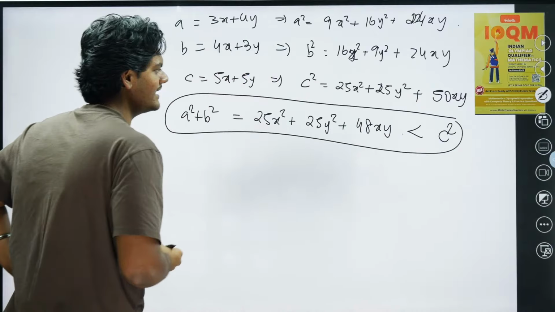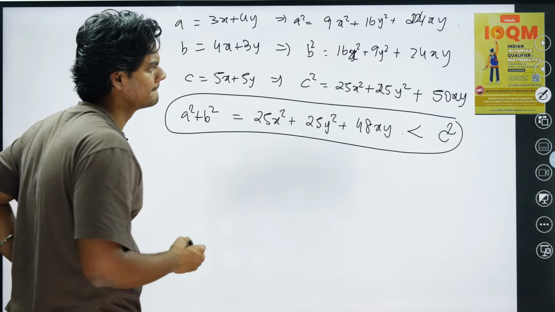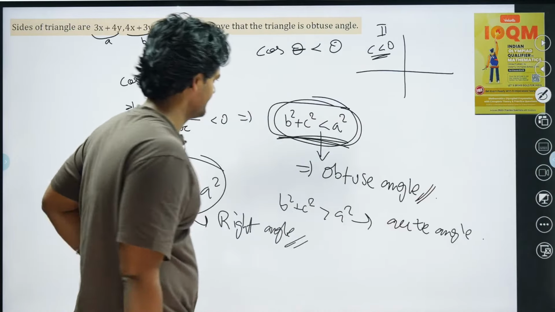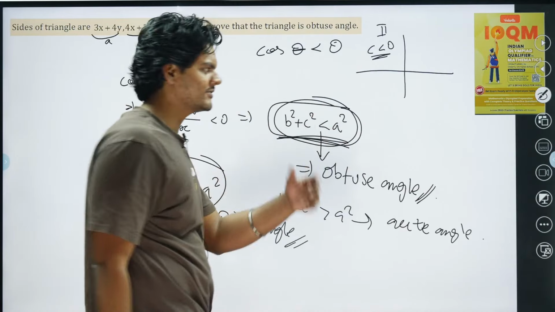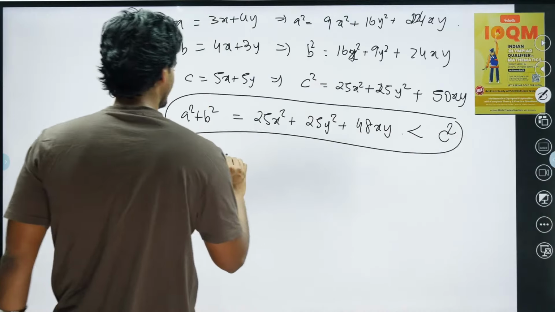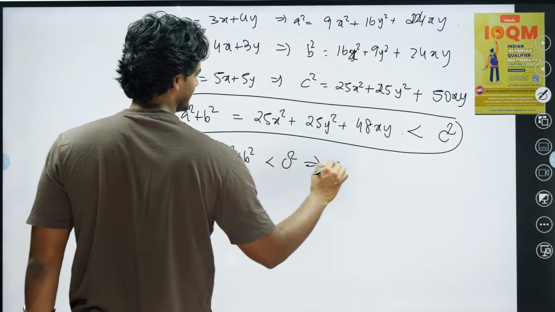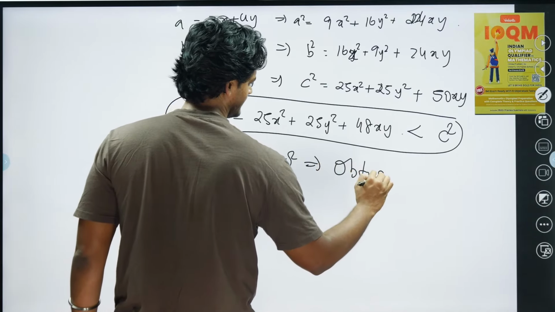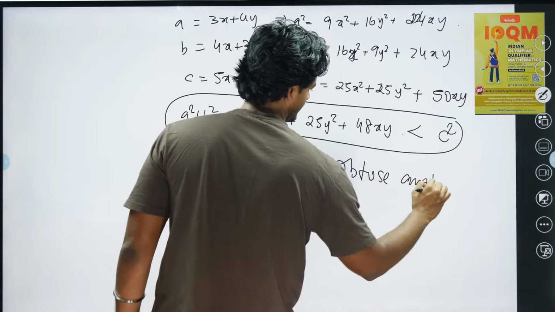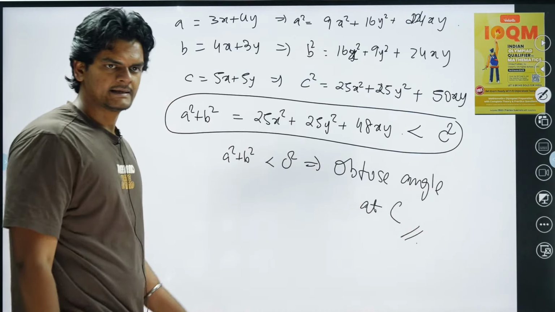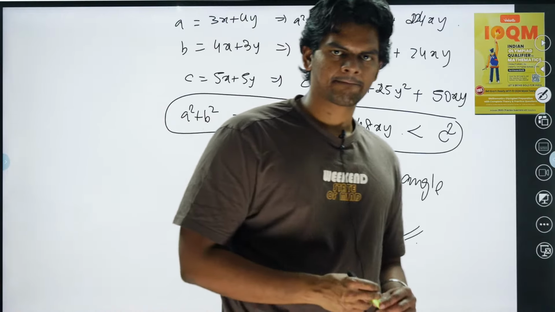This is what we wanted, right? Yeah, so that's what we got. We have A square plus B square is less than C square, which implies an obtuse angle. Clear?